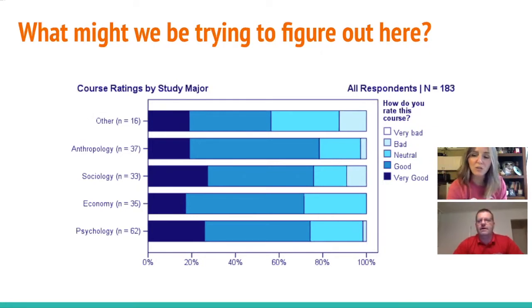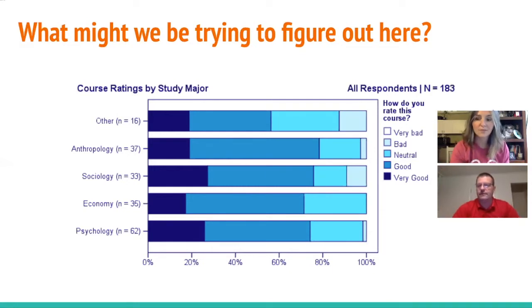What would we look for? You may not be familiar with this, but every time you take a college class, you get to fill out an evaluation. So this allows the university to compare professors and different courses. So you can see here that the psychology class had a lot of good ratings compared to, say, the economy class. So maybe there's a really good professor, or it just might be a more interesting class.